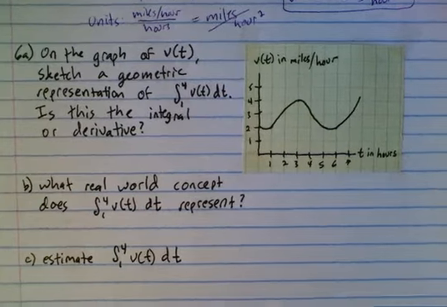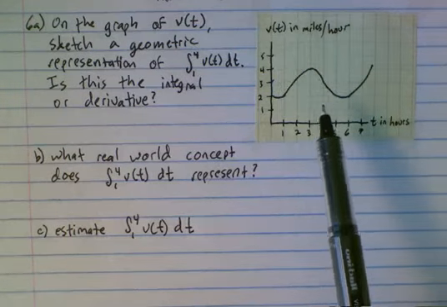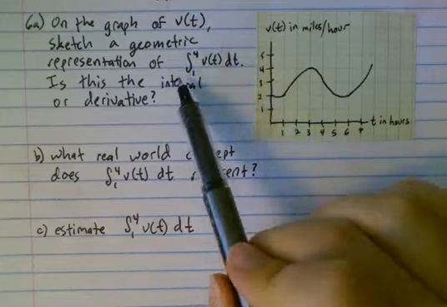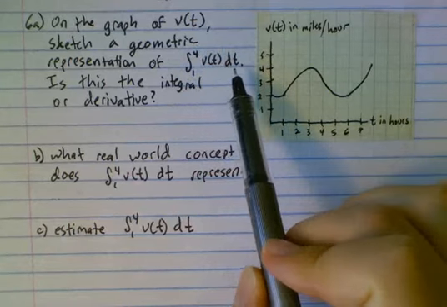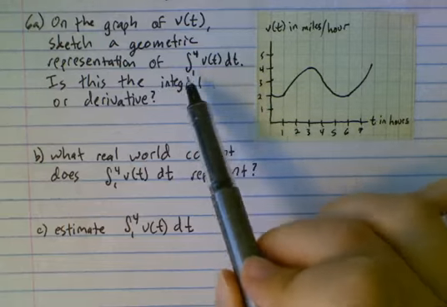Okay, last problem here. So also looking on a graph of velocity, sketch a geometric representation of this right here. Is it the integral or the derivative? Take a second to look up whether or not you think it's integral or derivative, and then I'll tell you how to pronounce this.